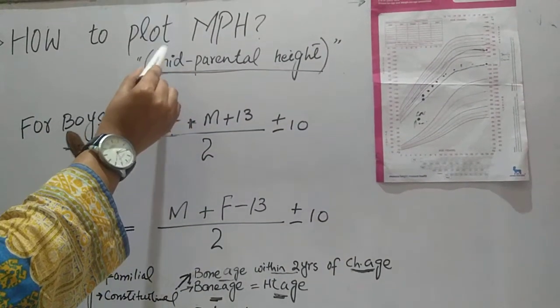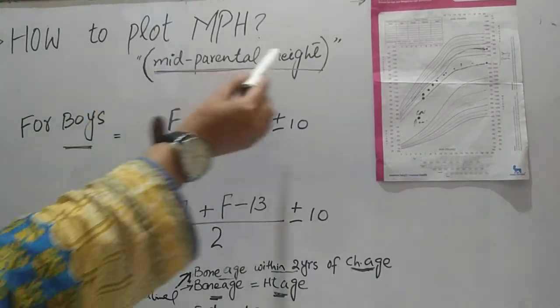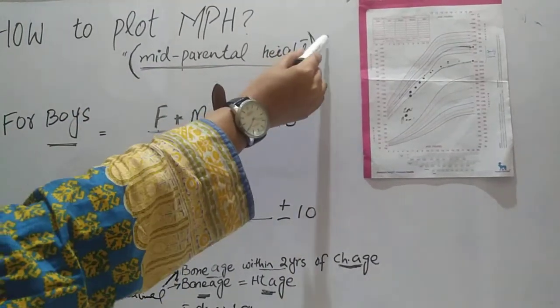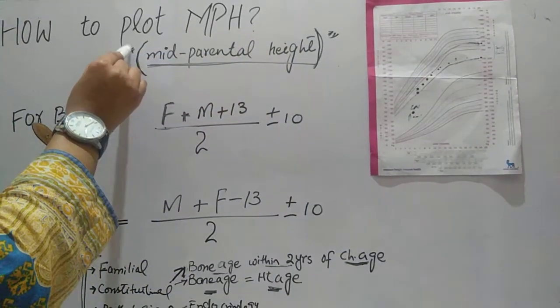Mid-parental height is basically what you calculate when your patient presents with short stature and you want to know whether it is familial, constitutional or pathological.